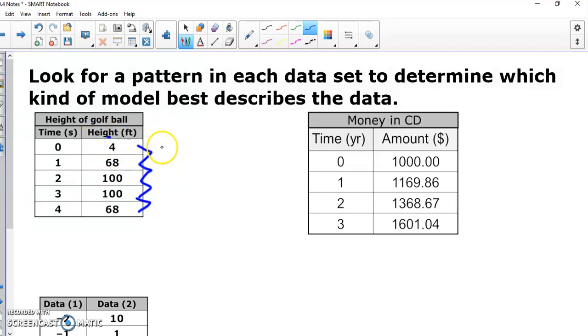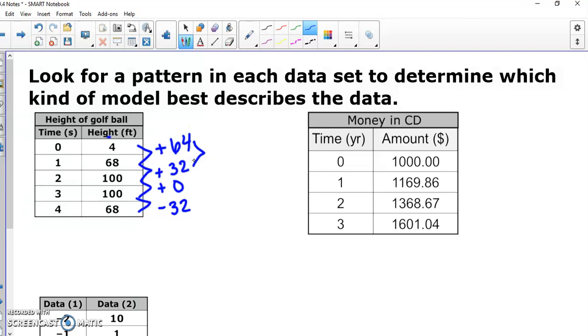So here it looks like I would have added 64. Here it looks like I would have added 32. Here I added 0 between 100 and 100. And then from 100 to 68, I subtracted 32. Now, if it was linear, these first differences would be the same. So, since they're not, let's check for quadratic then.